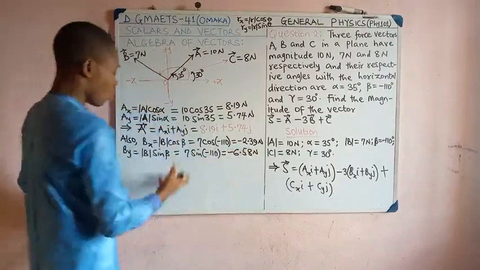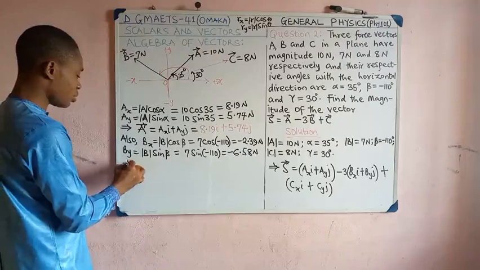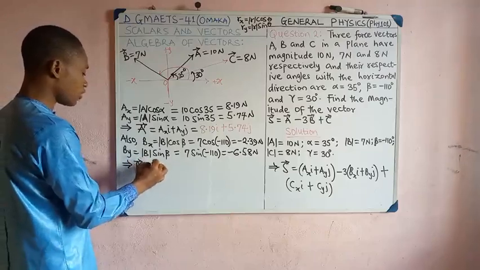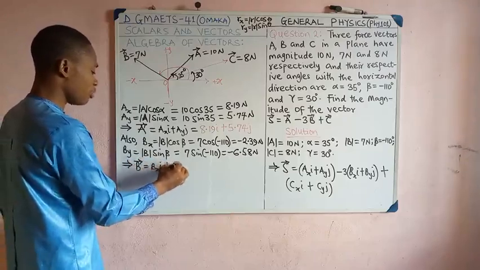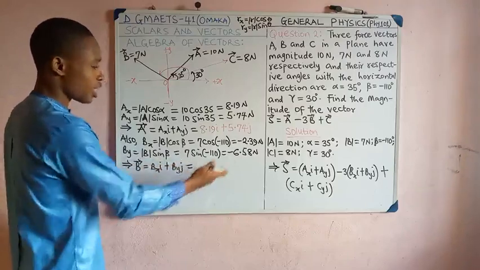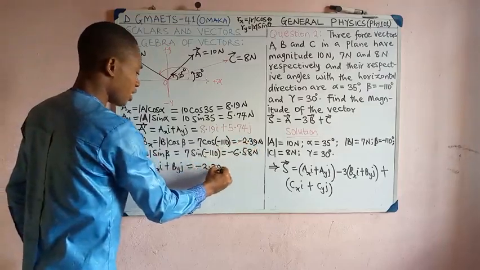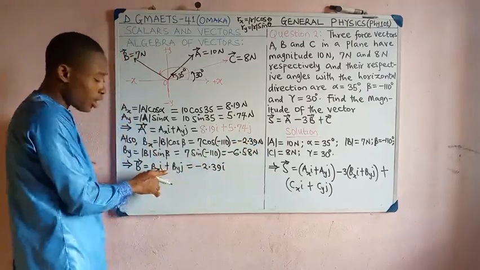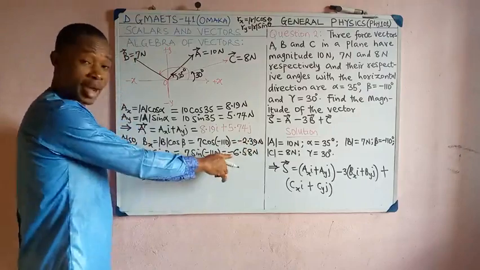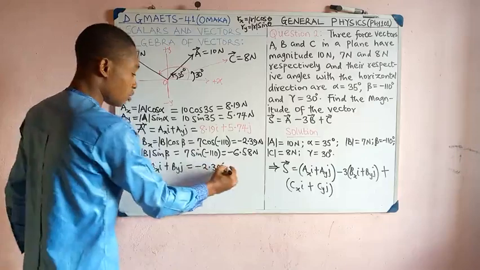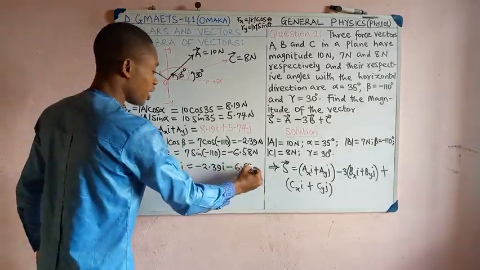6.58 Newton. Once again, we can write the displacement vector for B, which of course will be Bx i plus By j. Now, what is our Bx? Our Bx is minus 2.39i. Then it's meant to be plus the By value, and the By value is minus, so the minus will change that plus to minus 6.58j.